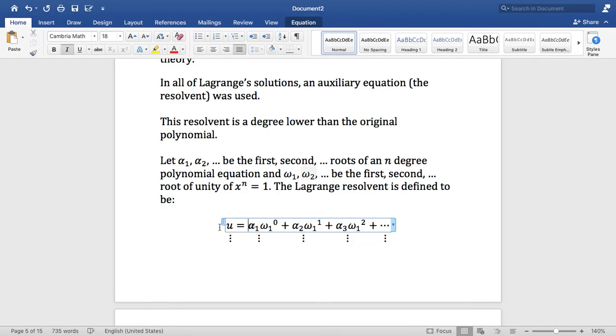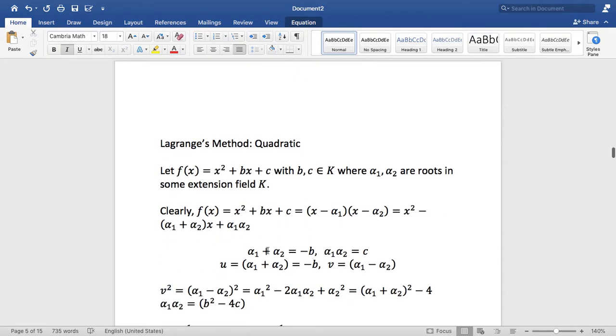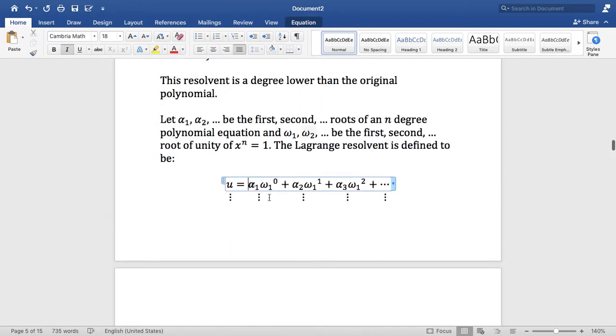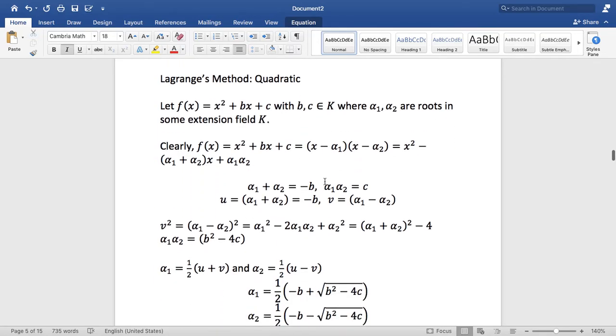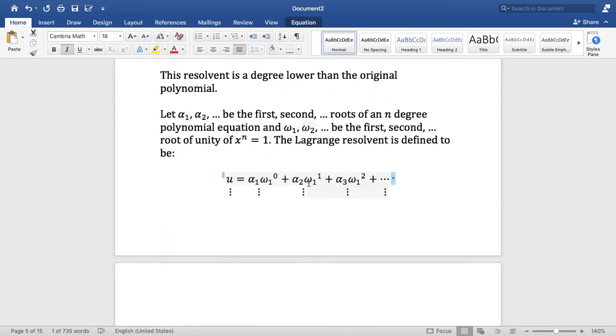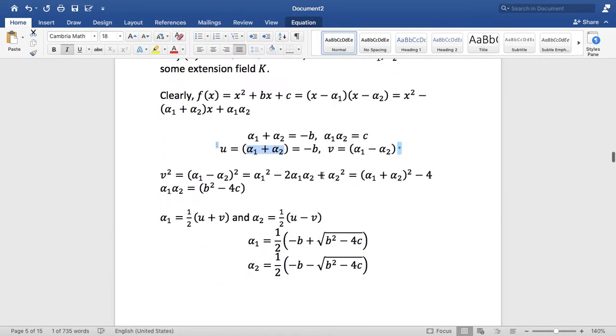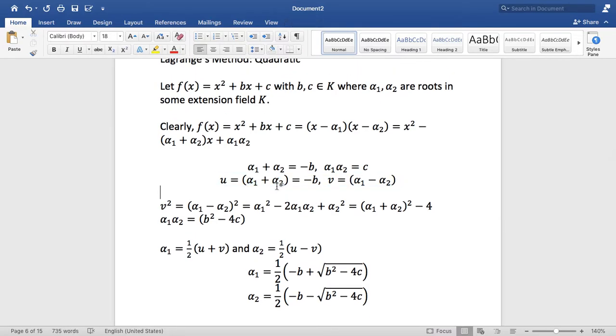Now the resolvent is going to be, so our first resolvent, we're going to call it u. It's going to be alpha 1 times omega 1 to the power of 0 plus alpha 2 times omega 1 to the power of 1, right? But the first root of unity of x squared equals 1 is just 1. So 1 to the power of 0 is 1, and 1 to the power of 1 is 1, so we just get alpha 1 plus alpha 2.